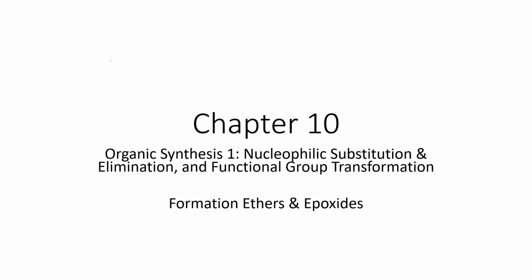In this section of Chapter 10, we're going to talk about the formation of ethers and epoxides. So remember, when we look at our ethers, they are the oxygen atom that have R groups on either side of them. When we talk about epoxides, they are three-membered rings with oxygen as one of the members of those rings. And in this group, we're going to look at some different ways that we can form those ethers and epoxides.